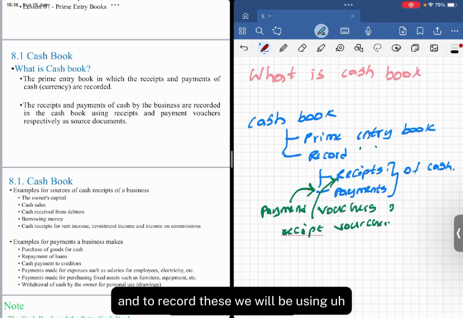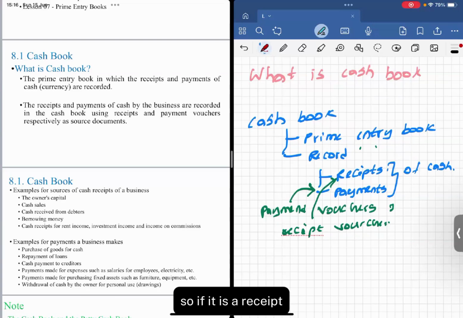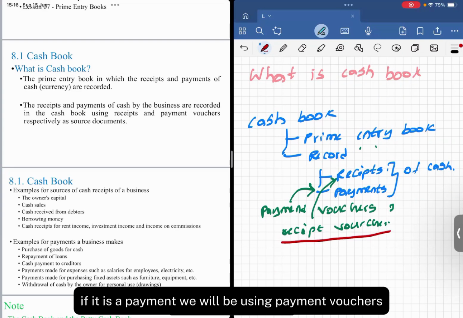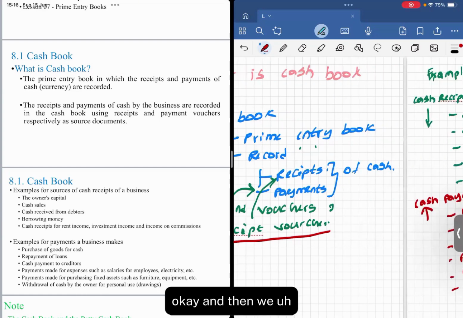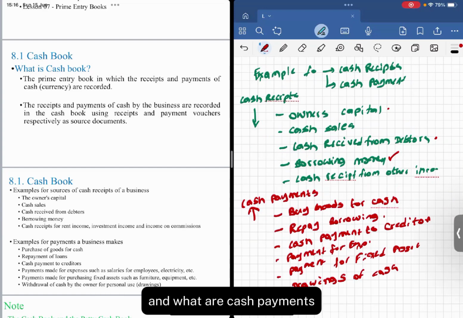And to record these, we will be using source documents as the evidence. If it is a receipt, we will be using receipt vouchers. If it is a payment, we will be using payment vouchers. And then we went on to learn about what are cash receipts and what are cash payments, because in the cash book we record both these items.